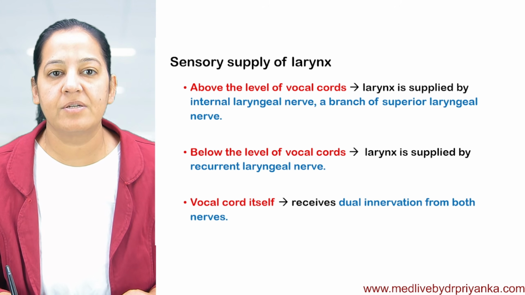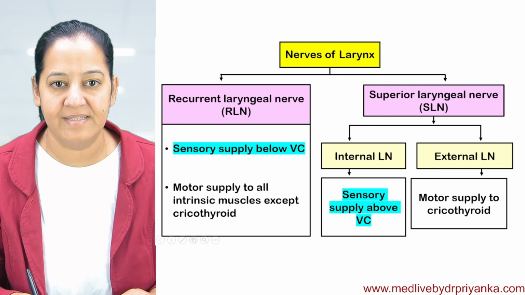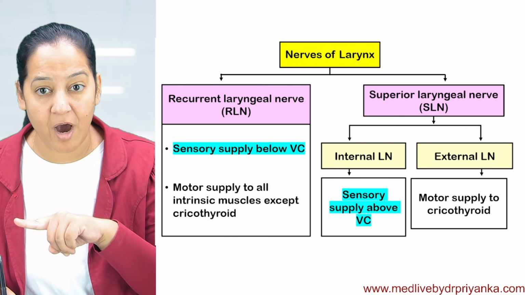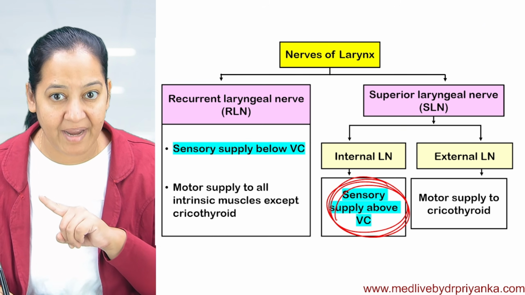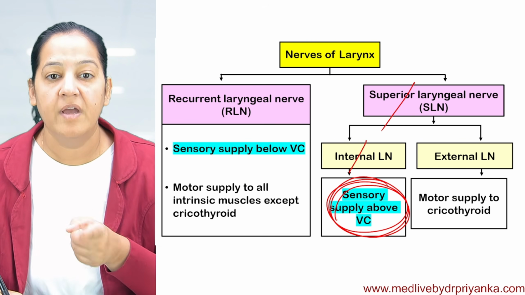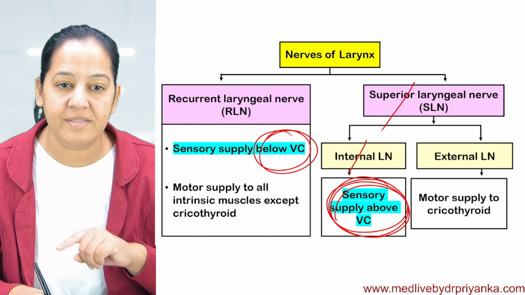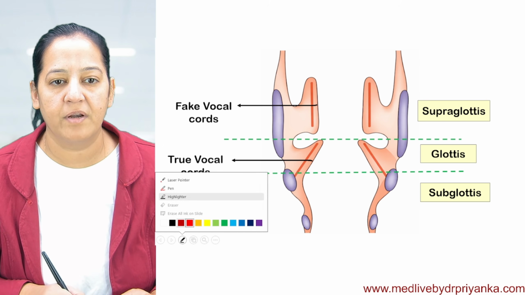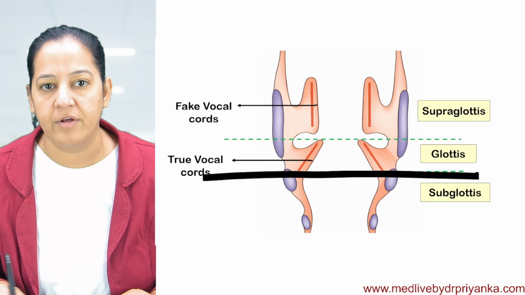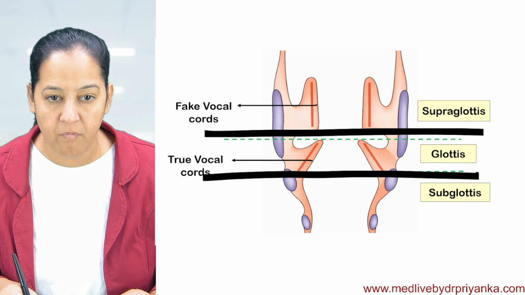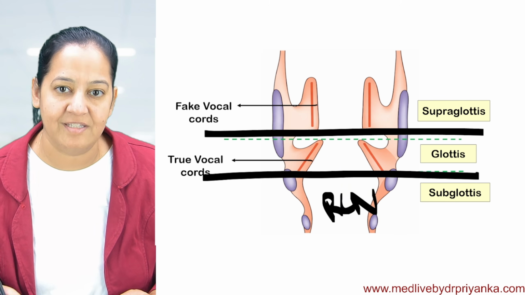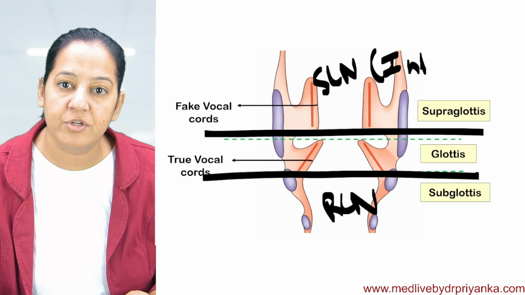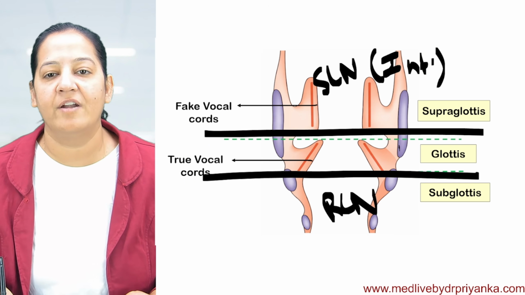First, you tell me the sensory supply. Sensory supply above the vocal cord and below the vocal cord. Sensory supply above the vocal cord is supplied by the internal branch of the superior laryngeal nerve. And sensory supply below the vocal cord is supplied by the RLN. I already taught you this, we are just revising. Below the vocal cord, it is RLN doing the sensory supply. Above the vocal cord, it is SLN, the internal branch of SLN, which supplies above and at the vocal cord, both of them.